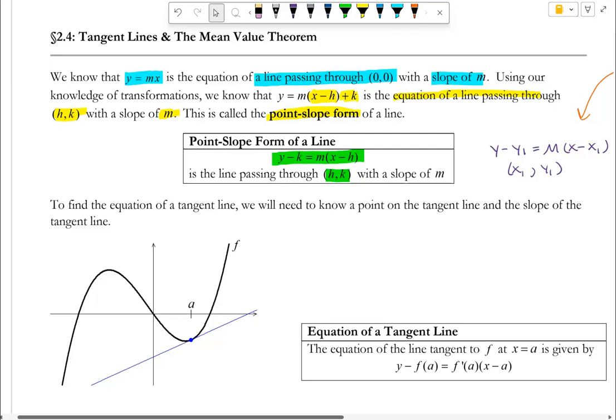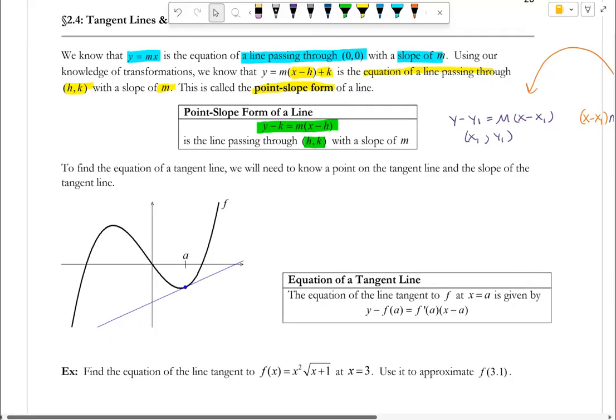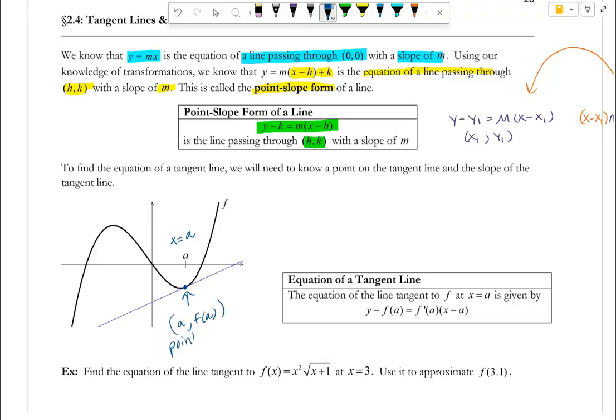All right, so we said to find the equation of a tangent line, we need to know a point on the tangent line and the slope of this tangent line. And so it is a good thing for us that that point does not specifically have to be the y-intercept. It would be much harder if we always had to know our y-intercept. So let's assume that our point on the line is going to happen right here at a, so where x is equal to a. And we call this ordered pair here, so this ordered pair would be a comma f of a.